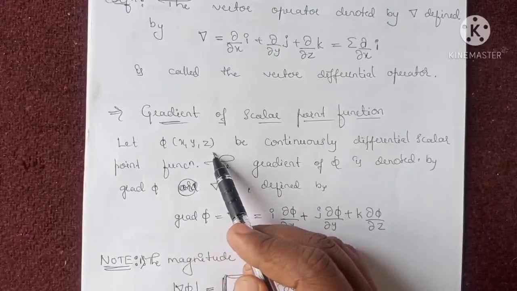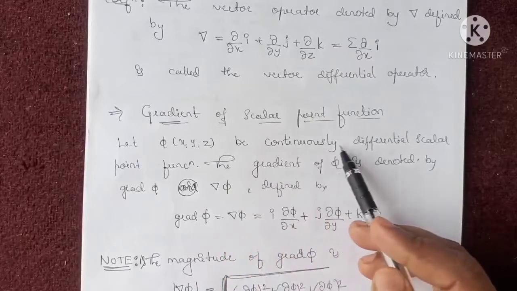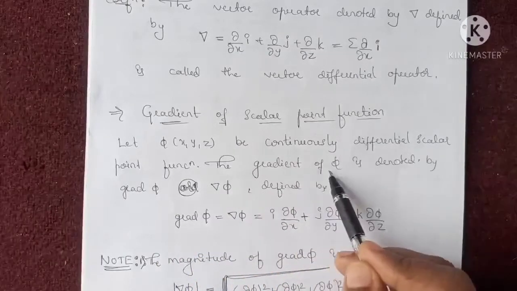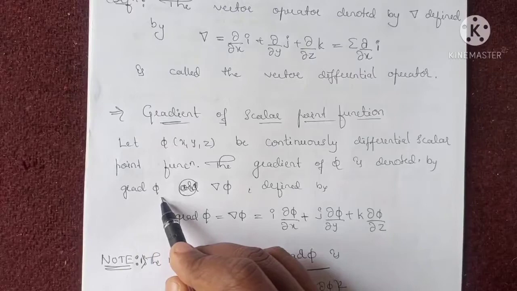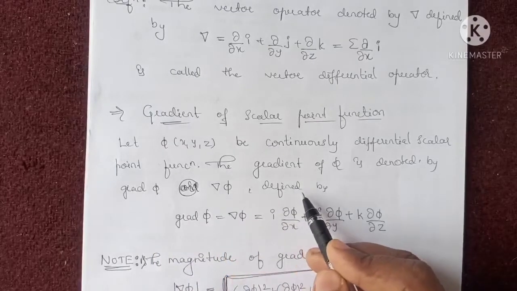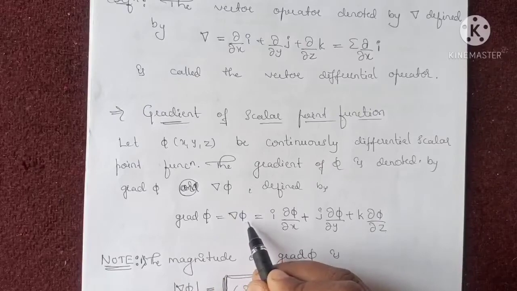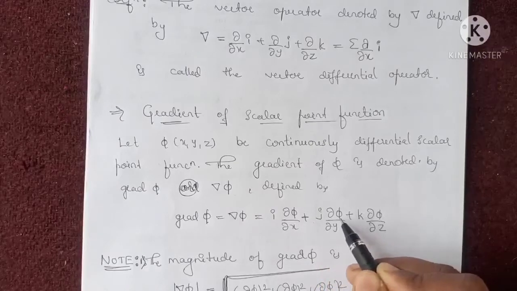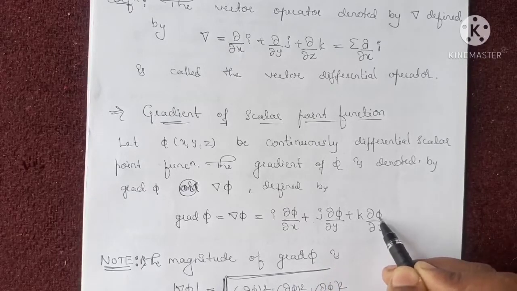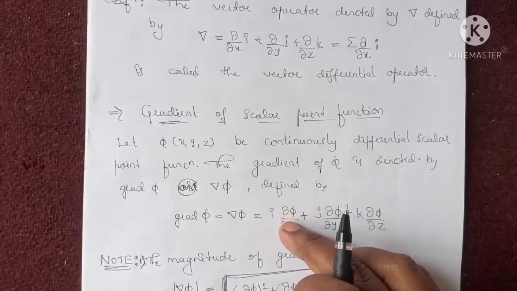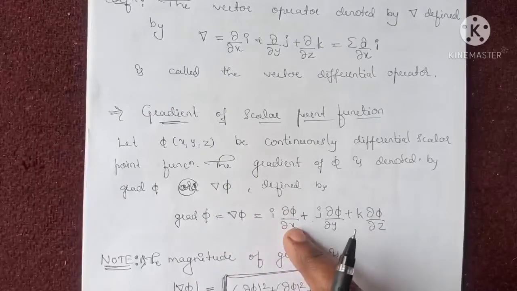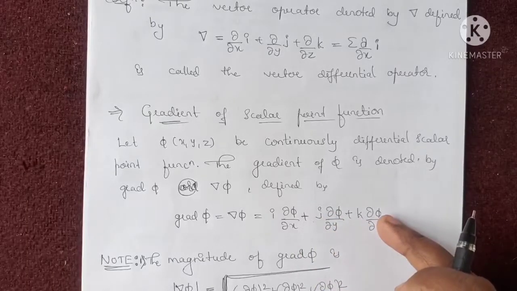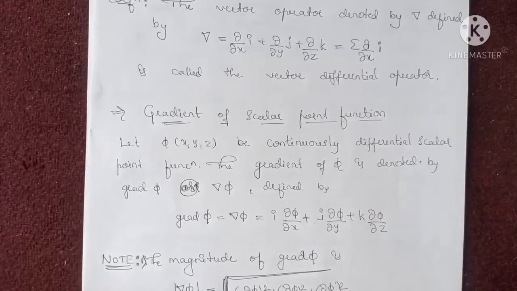Let phi of x, y, z be a continuously differentiable scalar point function. Then the gradient of phi is denoted by grad phi or del phi and is defined by grad phi, or del phi, equals i dou phi by dou x plus j into dou phi by dou y plus k into dou phi by dou z. Dou phi by dou x is the partial derivative of phi with respect to x, dou phi by dou y is the partial derivative with respect to y, and dou phi by dou z is the partial derivative with respect to z.